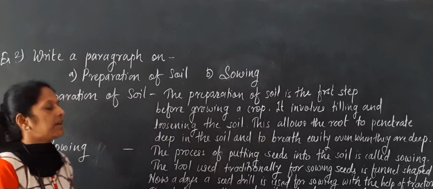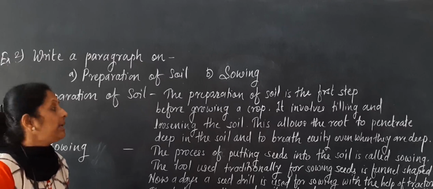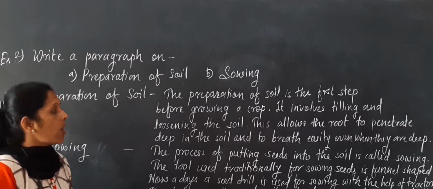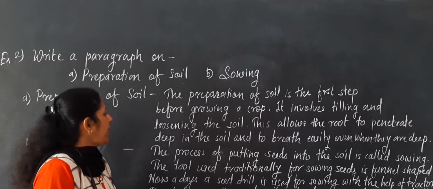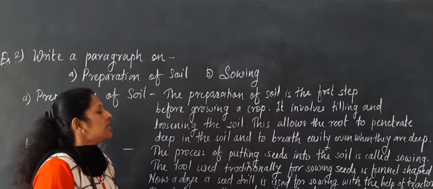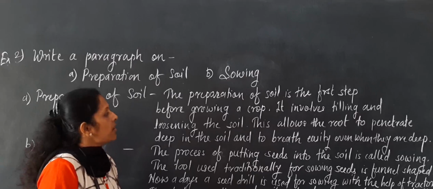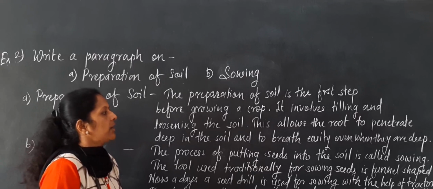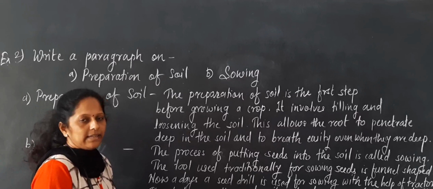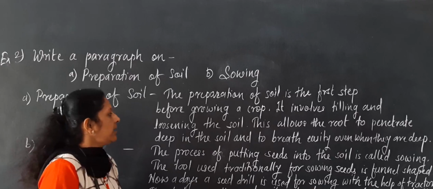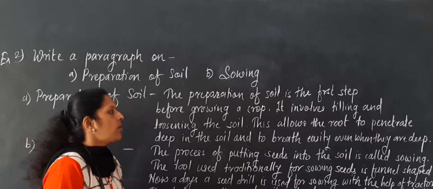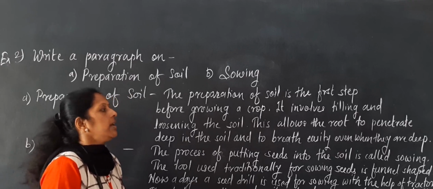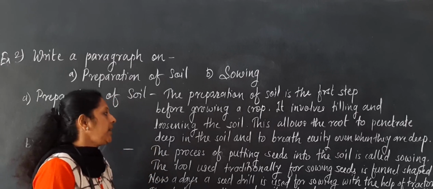What is the function of that? How will it help in growing the crop? This allows the root to penetrate deep in the soil. Because of this, there is a preparation of soil we are going to do, which involves the tilling and the loosening of the soil. Because of that, the roots can penetrate deep in the soil.